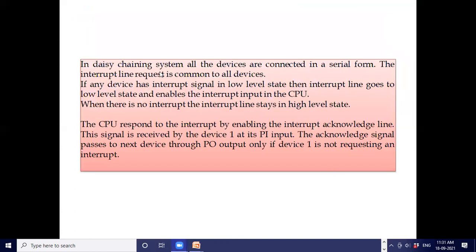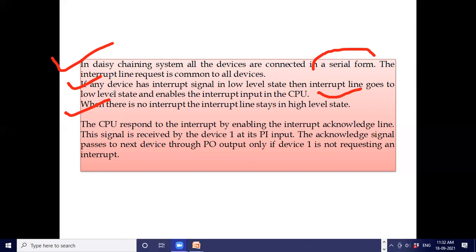In the daisy chaining system, all the devices are connected in a serial form. The interrupt request line is common to all the devices. If any device has interrupt signal in low level state, then the interrupt line goes to the low level state and enables the interrupt input to the CPU. When there is no interrupt, the interrupt line stays in high level state.